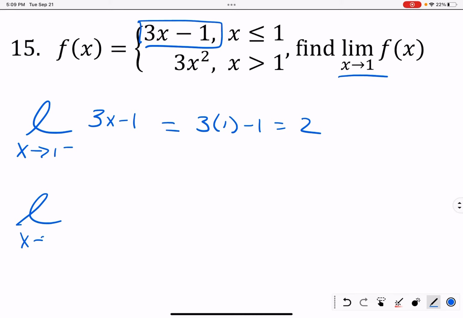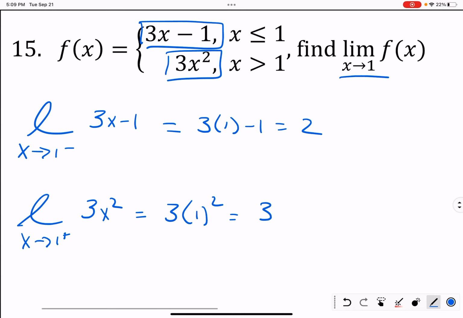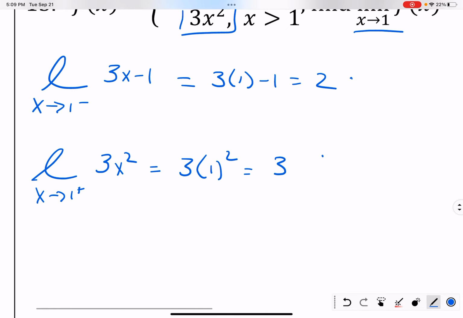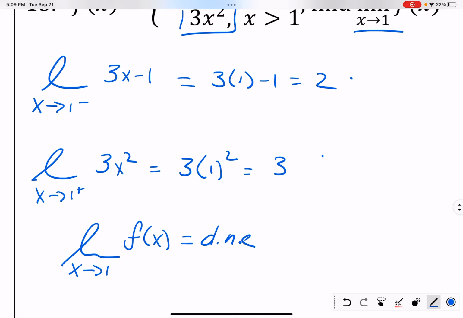Limit from the right. Value is greater than 1, so you're going to get 3x squared. And we can just plug that in as well. And that's going to give you 3. The left and right hand side limits don't match, so the limit as x approaches 1 of the function f of x does not exist.